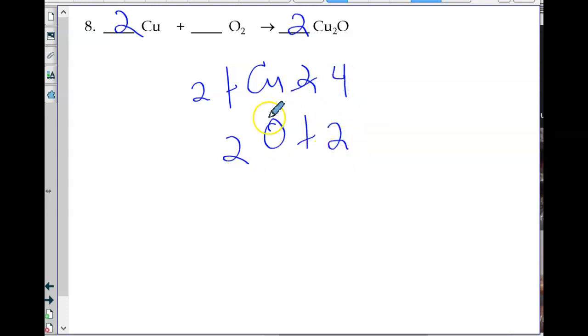So oxygen is good, but now I've unbalanced copper. So instead of putting a 2 here, what could I put to get to 4? Well, I got 1, so I can put a 4 because 4 times 1 gets me to 4. And now this is balanced with a 4, 1, 2. Again, you will not write the ones when you're balancing, but we do have to represent it as a placeholder. That's why I read it off as a 4, 1, 2. Questions about 8?